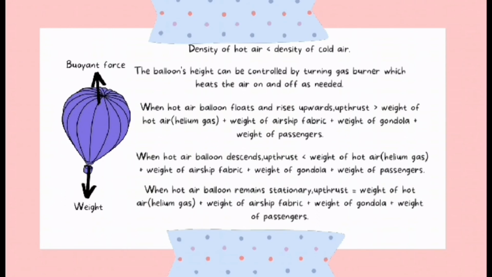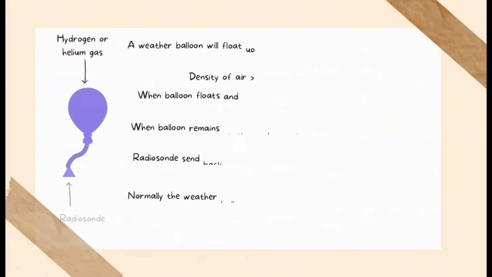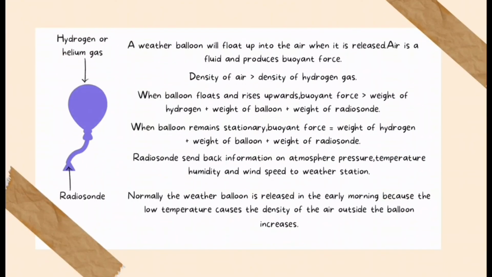To make the hot air balloon move downwards, the gas burner is turned off and the air is let to cool. Here, the buoyant force is less than all of the weight mentioned before combined, allowing the hot air balloon to move downwards. The hot air balloon will remain stationary when the buoyant force is equal to all of the weight combined. The next application is a weather balloon.